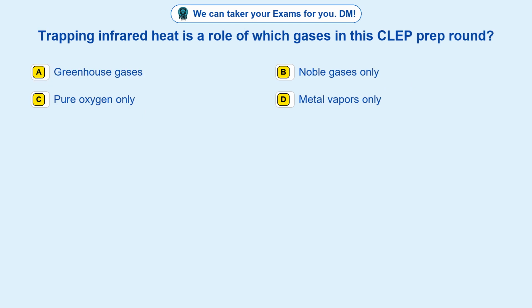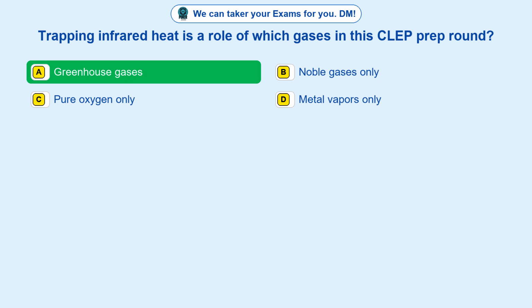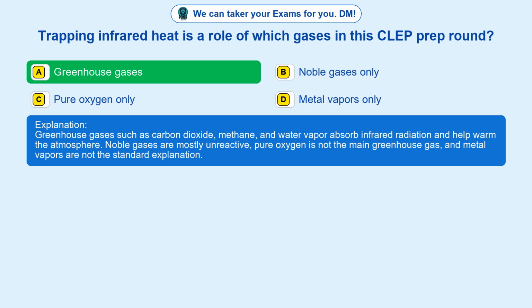Question 88. Trapping infrared heat is a role of which gases in the CLEP prep round? Option A, greenhouse gases. Option B, noble gases only. Option C, pure oxygen only. Option D, metal vapors only. The correct answer is option A. Greenhouse gases. Greenhouse gases such as carbon dioxide, methane, and water vapor absorb infrared radiation and help warm the atmosphere. Noble gases are mostly unreactive, pure oxygen is not the main greenhouse gas, and metal vapors are not the standard explanation.